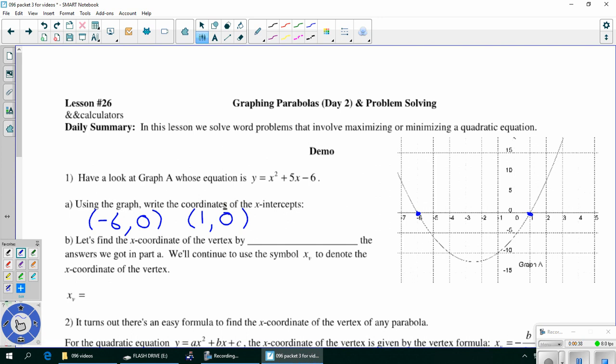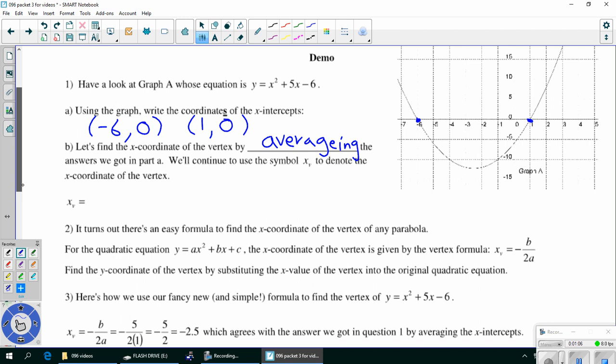Let's find the x-coordinate of the vertex by doing something to the answers we got in part A. Well, what are we supposed to do? Well, we're supposed to average, right? That's how we find the x-coordinate of the vertex. So we'll say averaging. Okay, so we're going to average the x-coordinates of the x-intercepts.